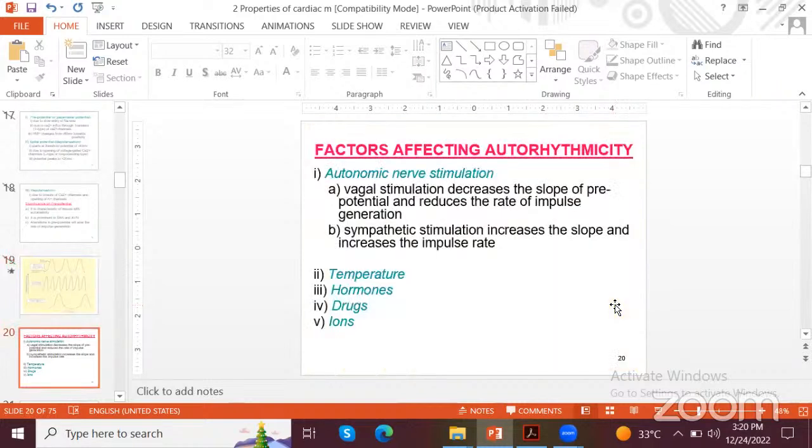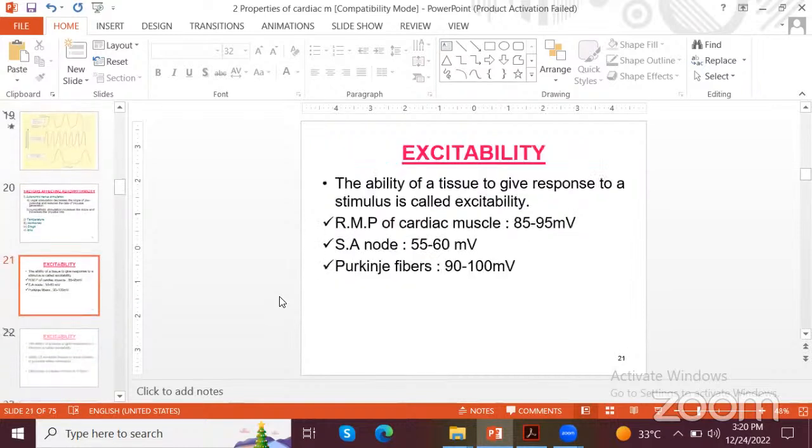The factors affecting autorhythmicity: autonomic nerve stimulation. Vagal stimulation decreases the slope of the prepotential and reduces the rate of impulse generation. And sympathetic stimulation increases the slope and increases the impulse rate. Also, temperature, hormones, and some drugs and ions also affect the autorhythmicity of the cardiac muscle.